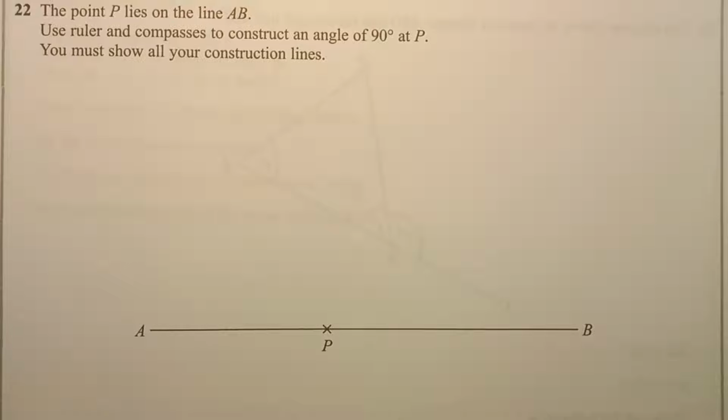Question 22. The point P lies on the line AB. Use ruler and compasses to construct an angle of 90 degrees at P. You must show all your construction lines.